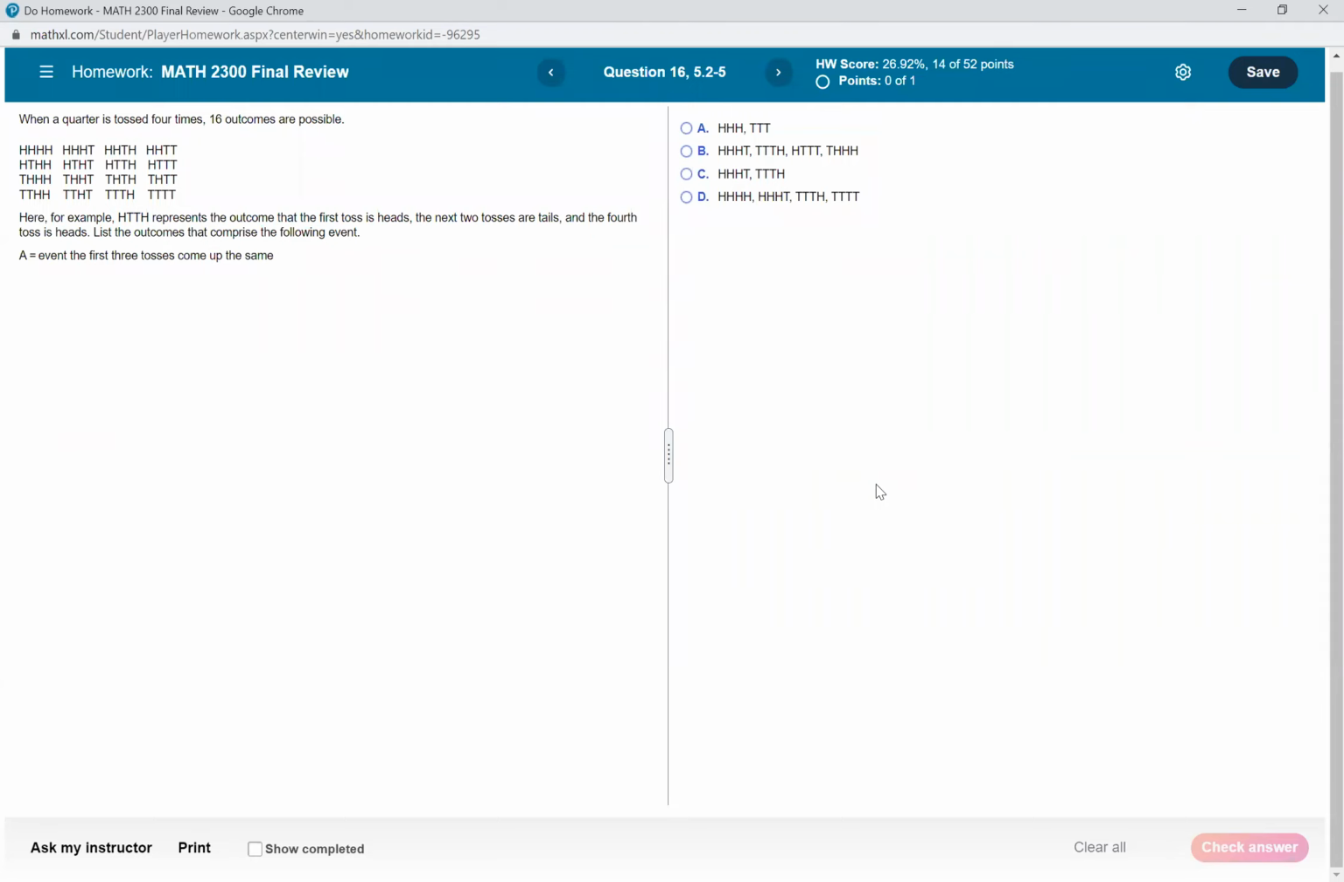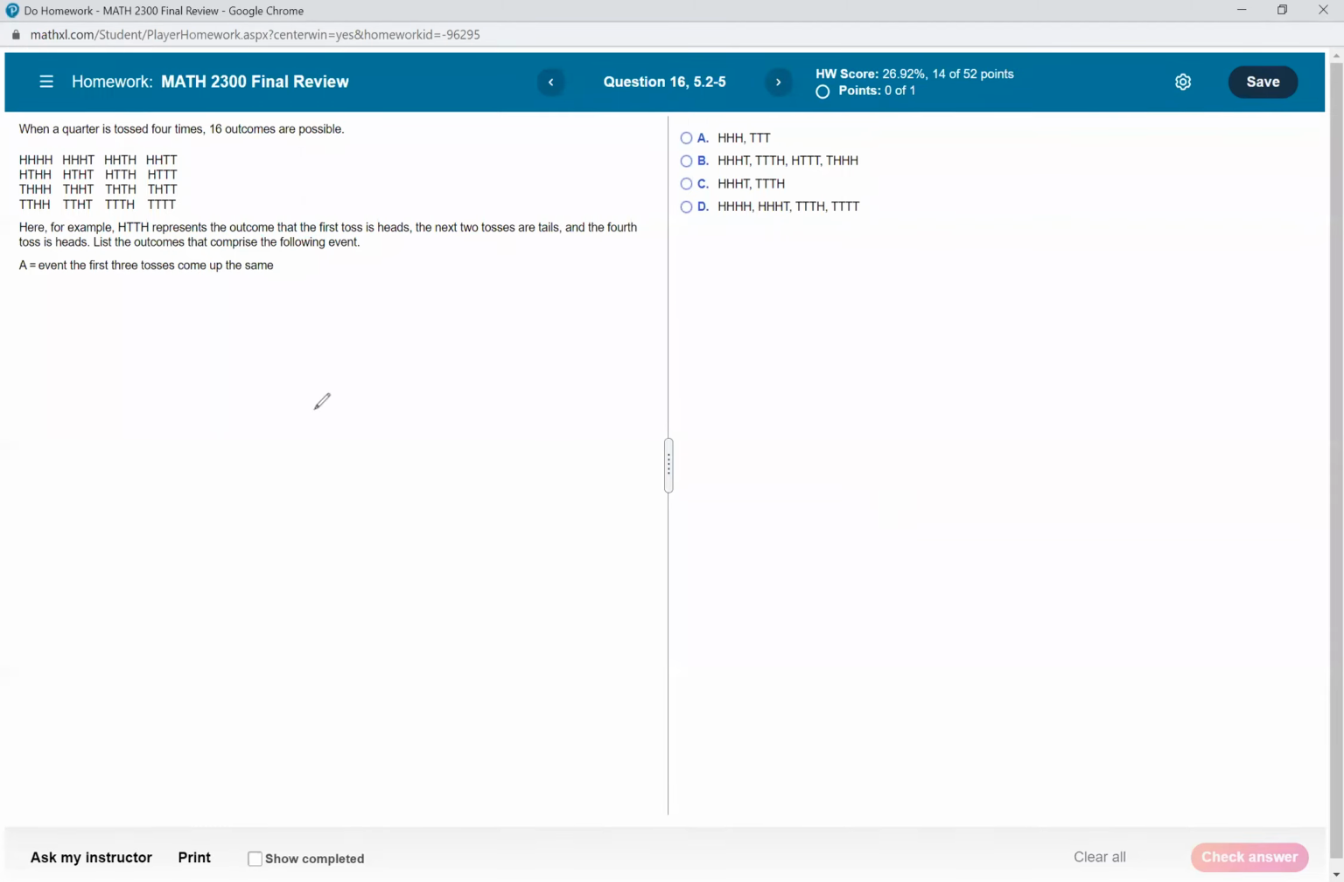Okay, so when a quarter is tossed 4 times, 16 outcomes are possible, right? So if we toss a quarter 4 times, then we can have 16 possible outcomes. A is the event that the first 3 tosses come up the same. So A is the outcome that the first 3 tosses are the same. That means in the first 3, either we can have H, H, H, or we can have T, T, T.